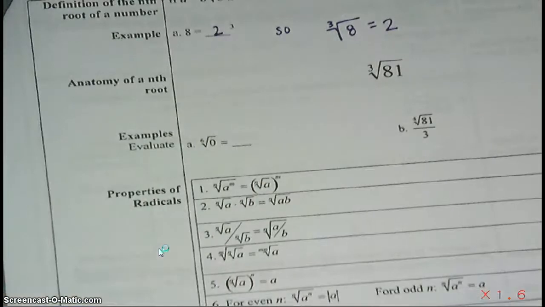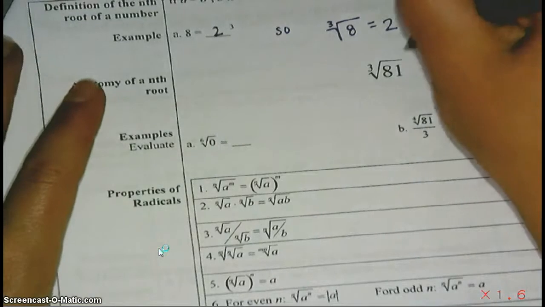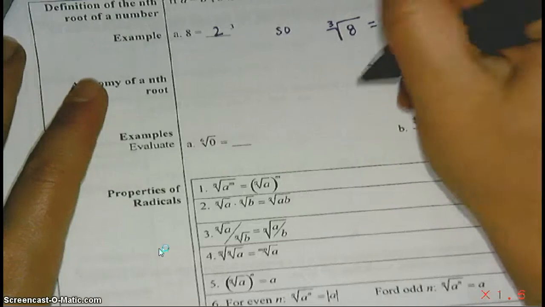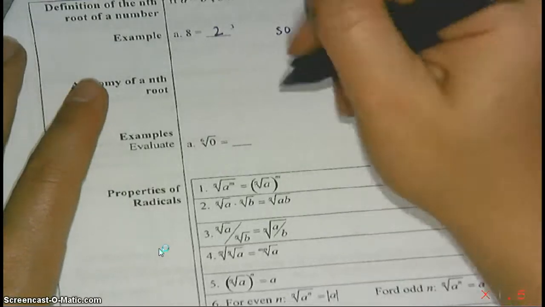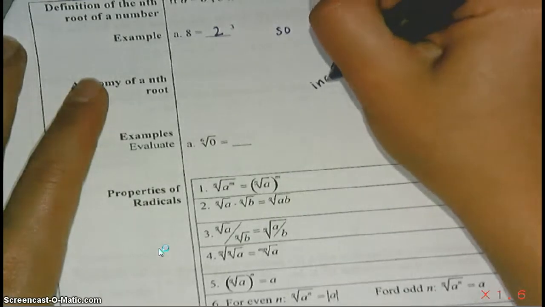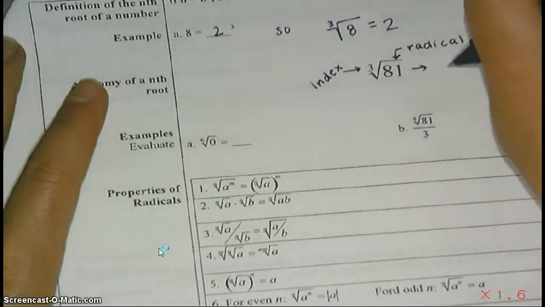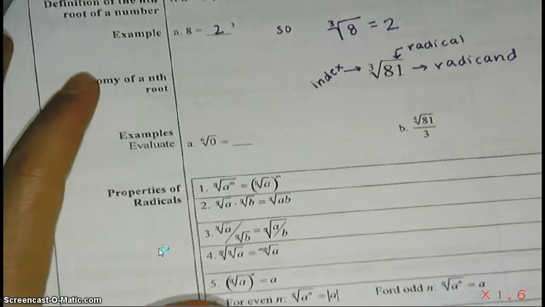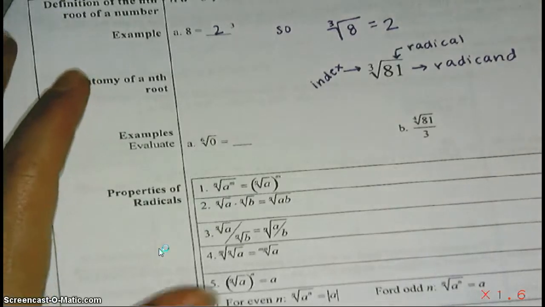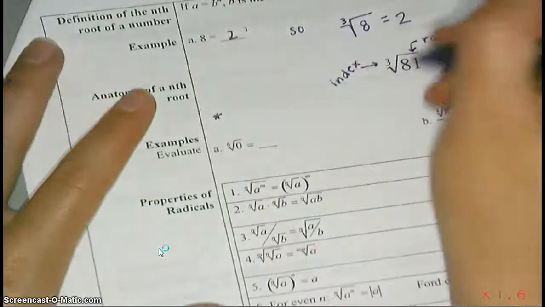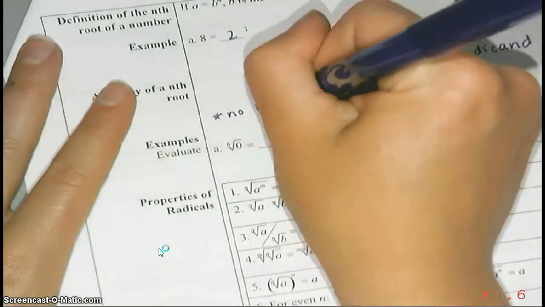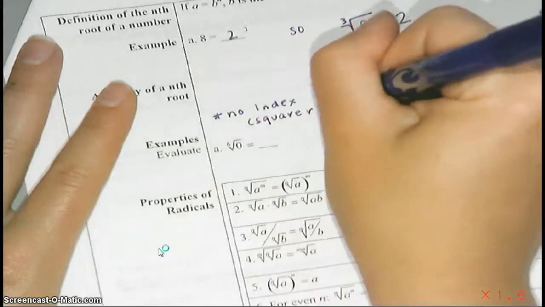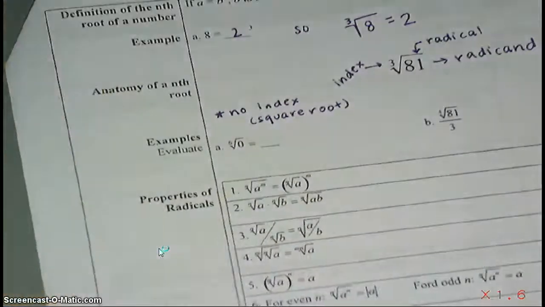In general, the properties of your root, this is going to be your radical. This is your index number, and that's really important to note so that you know what root you're taking. This is the radicand. And that's what you're going to be rooting. If you don't have an index, then you can assume that you're taking the square root. So no index means square root. Cool? All right.